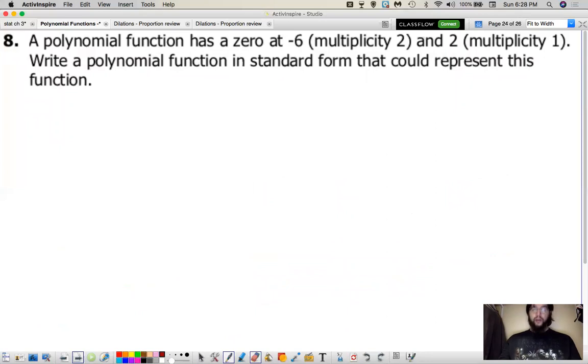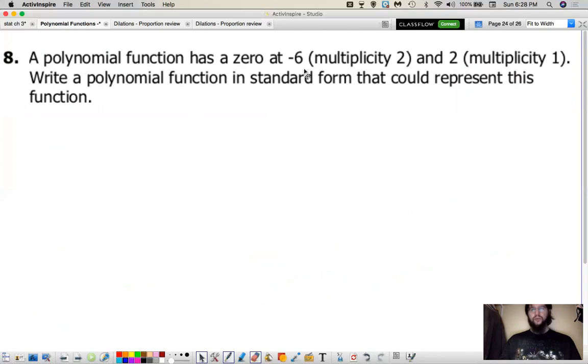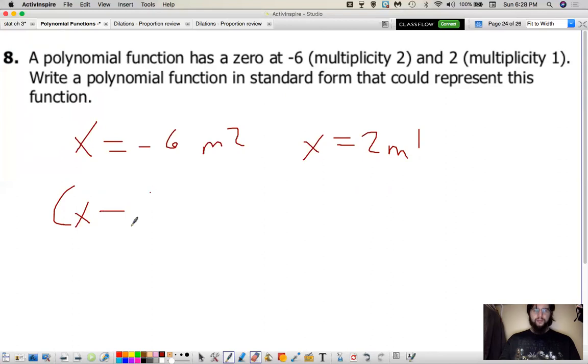Now what if we need to go the other way? We know our zeros and their multiplicity, and we want to find the function. So I'll just write down what it tells you. x has a zero at -6 with a multiplicity of 2. x equals 2, multiplicity of 1. Write it out as factors. Multiplicity is my power.